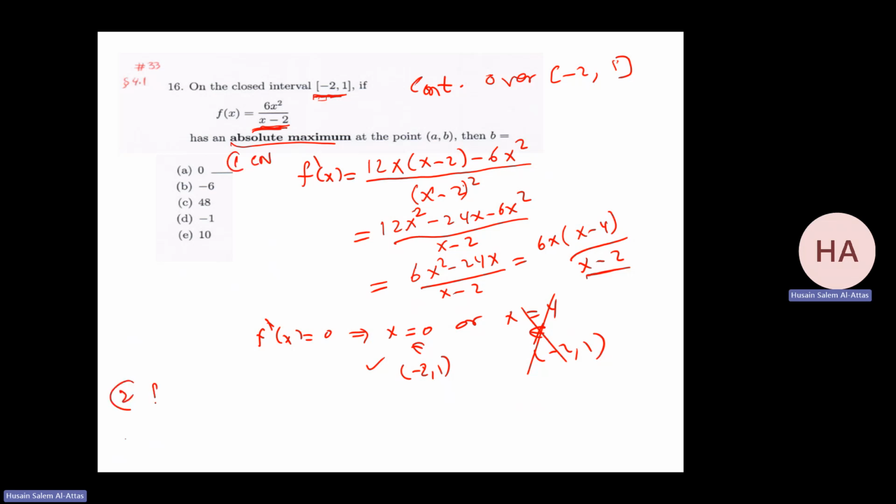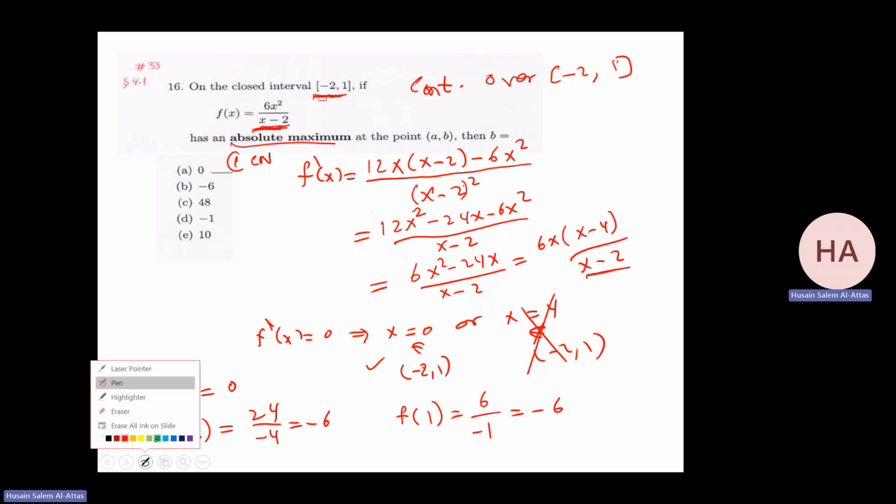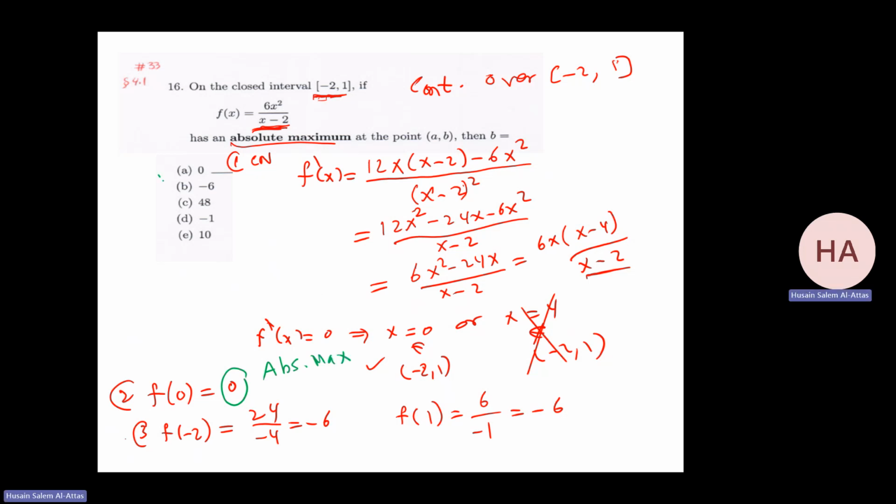Now we check f at 0 and f at the endpoints. f at 0 will be what? 0. Easy one. I check f at the endpoints. f at minus 2. Yeah, be careful now. 24 over minus 4, which is minus 6. Okay. Now f at 1. That will be 6 over minus 1, which is minus 6 also. Okay, I want the absolute maximum. So what will be the absolute maximum? This is the absolute maximum. So this will be my answer. Yeah, because these are negative values. Okay.